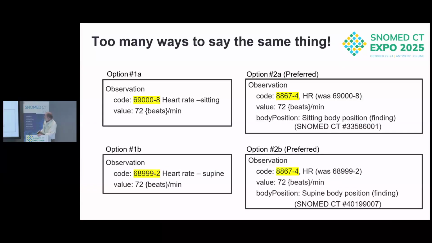So why do we need information models though? It's because basically you have too many ways to say the same thing. So, you've got heart rate sitting, you've got heart rate supine, and those things are different, but you've got two different representations because you can have that more specific code that says this is a sitting heart rate, or you could use the more general code up here that just says I'm a heart rate, and then say, oh, and the body position was sitting. And that's part of the FHIR observation, which allows you to say that body position down here too. And then you've got the same thing with supine.